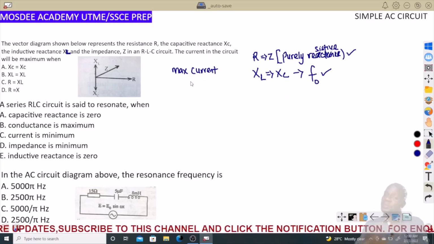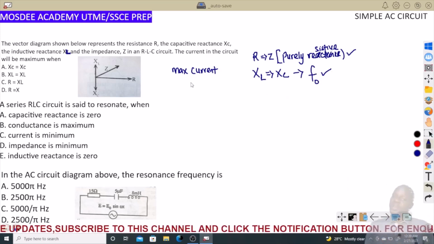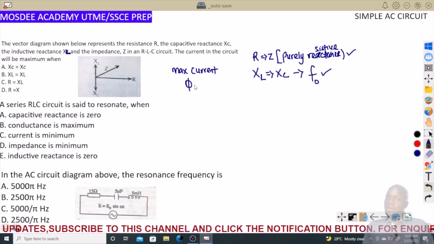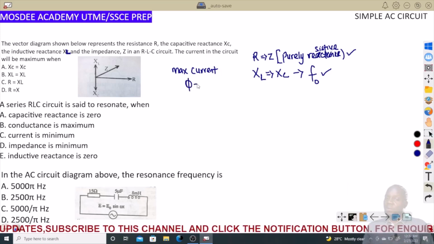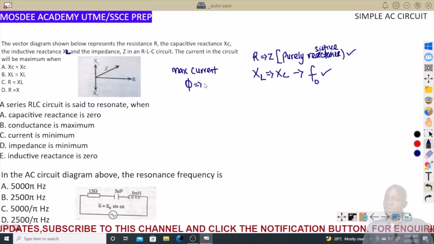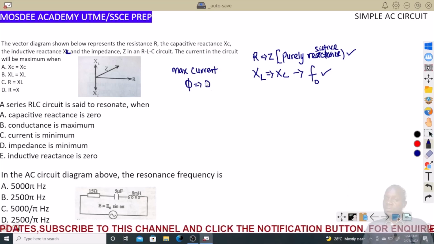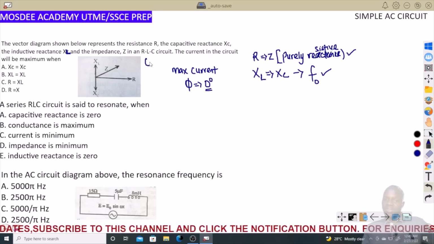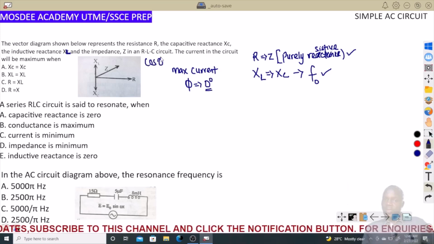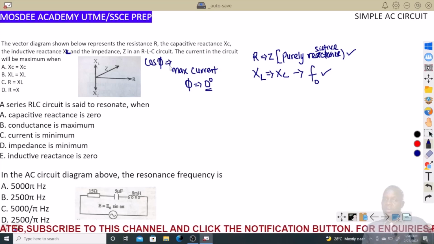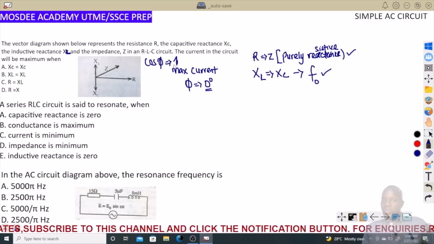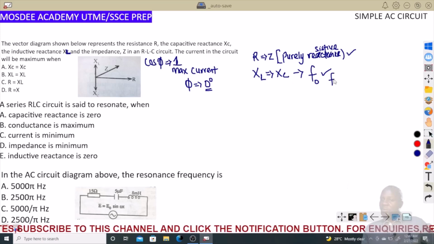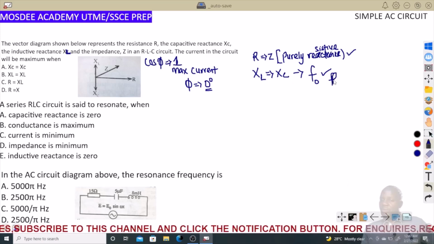So for maximum current in an RLC circuit, the phasor angle, another thing, the power factor angle is also equal to 0. Please note that it's equal to 0 degrees. So always keep that. We say cos theta, in fact you can write cos phi, which is the power factor, is equal to 1. So at that point, XL equals XC, we have what we call resonance.